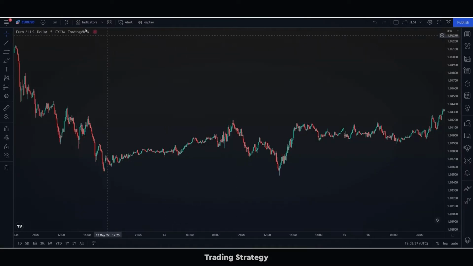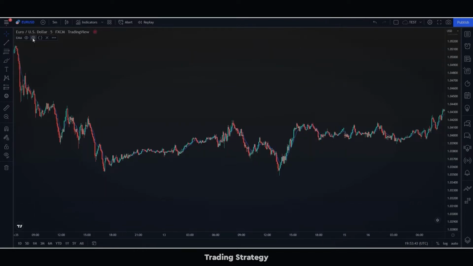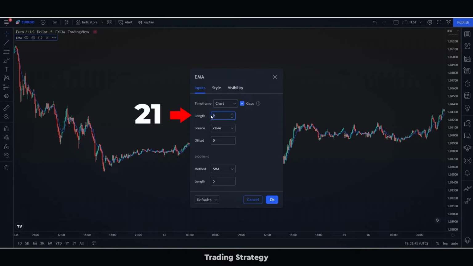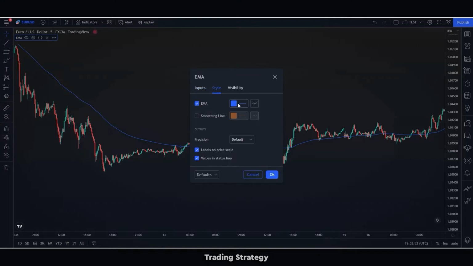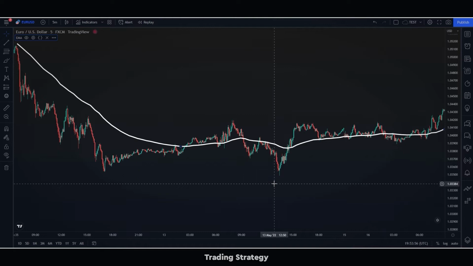The first thing we have to do is select an exponential moving average. We will put this exponential moving average of 21 periods, but on a chart larger than the one we operate in this case. As I will trade the 5-minute chart, we will put it on the 30-minute chart. In addition, we will change the color to white and increase the thickness to the maximum.